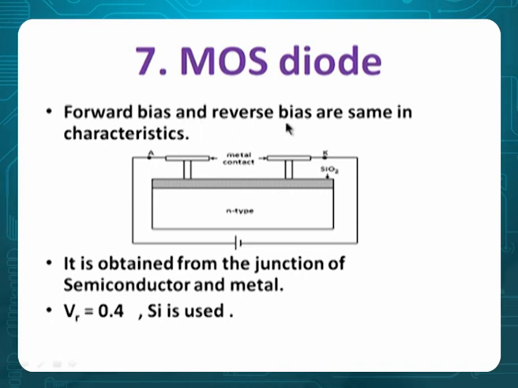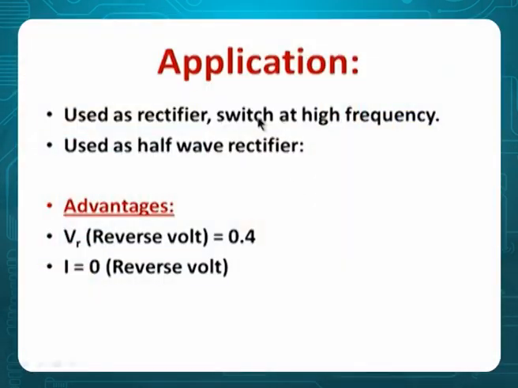Forward bias and reverse bias are almost the same, because first of all it has only an N type and one way, there is no junction between them. We can say majority carriers only flow. It's obtained with a semiconductor and a metal, because this is a semiconductor, this is a metal. Cut-in voltage is generally decreased. You can use silicon material here. It is used in rectifier applications, that too at high frequency. And as the cut-in voltage is lesser, you can prefer this as a better rectifier.